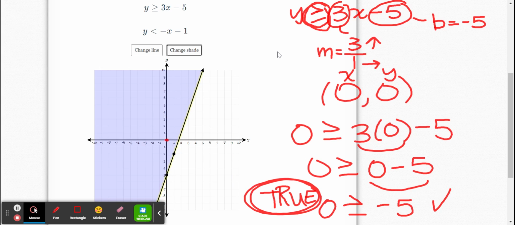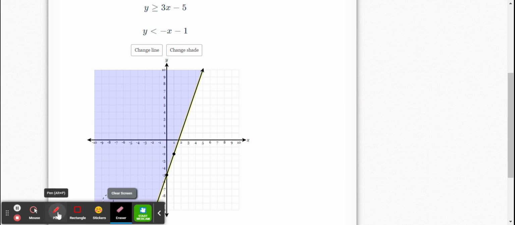Okay. So now we're going to graph the second line. I'm going to erase this so we have enough room, but I'm going to do the same thing. We're going to graph this and plug in our test point 0, 0, as long as 0, 0 does not fall on the line. So we'll take a look. I'm going to clear the screen and we're going to do this one in blue.